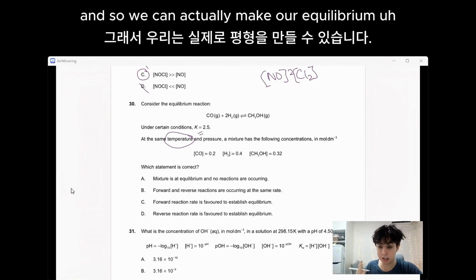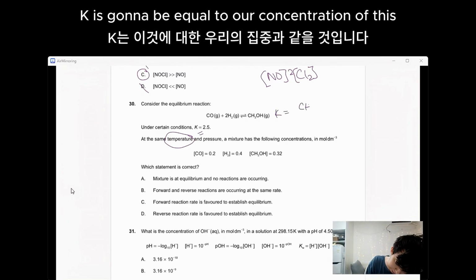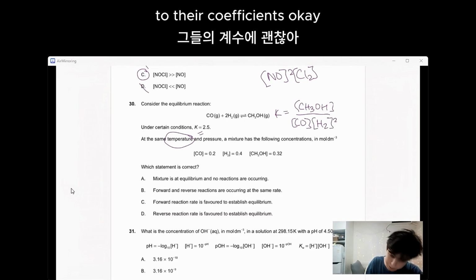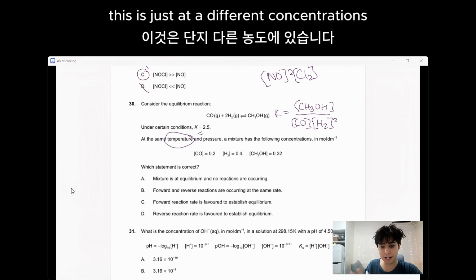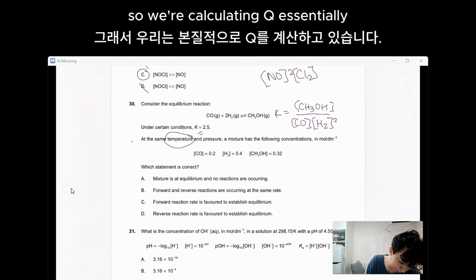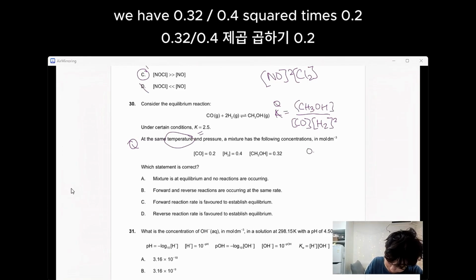Okay? And so we can actually make our equilibrium K expression. So K is going to be equal to the concentration of the products over the reactants, to their coefficients. Okay, and so we can then plug in these ones. This is just at different concentrations, so this is inherently going to be Q that we are calculating. Because it's at these different conditions, we're just going to plug in our numbers. We have 0.32 divided by 0.4 squared times 0.2.